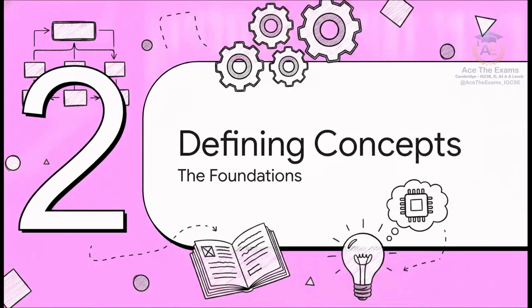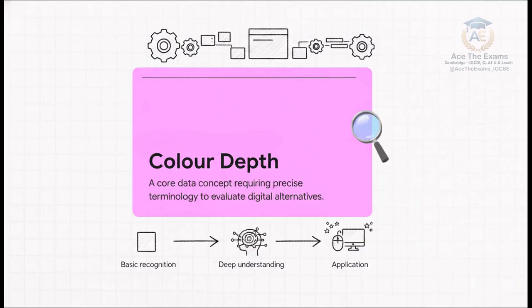Moving right along to Section 2, defining resolution and depth. This is where we build the foundations. The crucial point you have to understand here is that image resolution and color depth do not exist in a vacuum. They sit inside a much larger, interconnected chain of ideas within data representation.